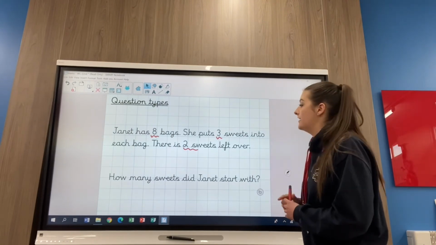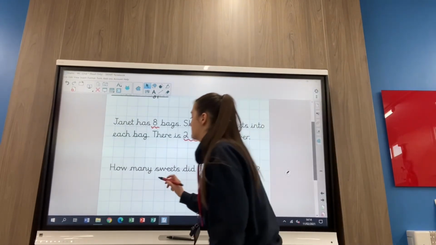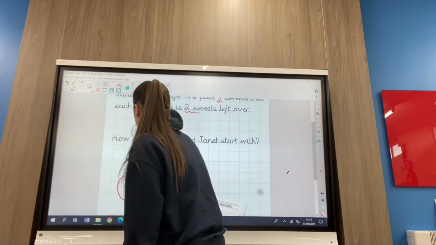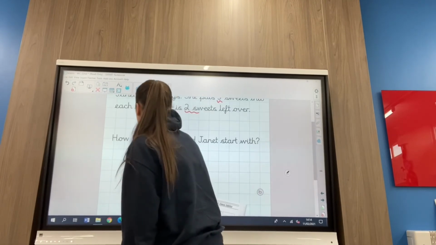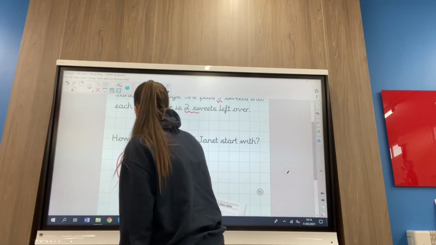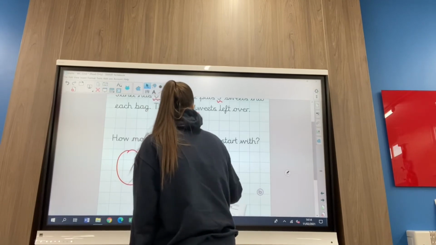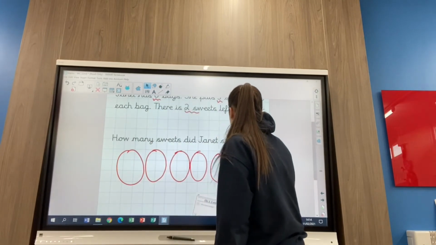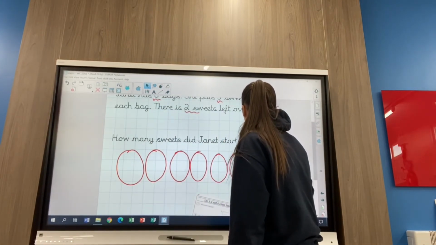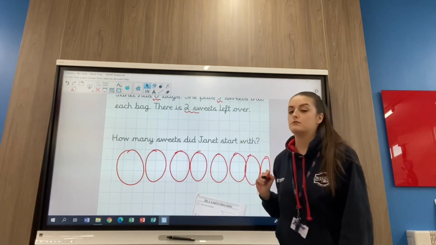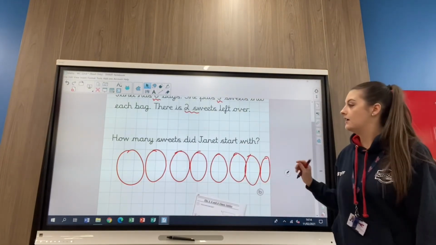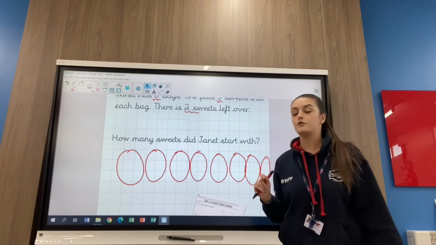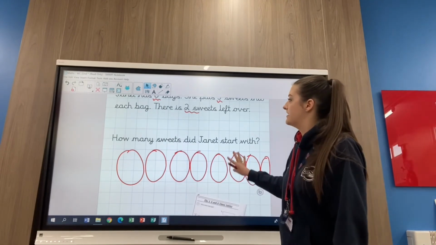So I've got here Janet with her 8 bags. So I'm going to draw. I'm just going to draw circles for these bags. 1, 2, 3, 4, 5, 6, 7, and a small one on the end, 8. Okay, I know yours will be a lot neater if you're showing your working out on your whiteboard or in your purple book. So there's Janet's 8 bags.